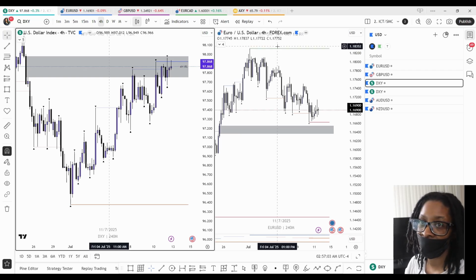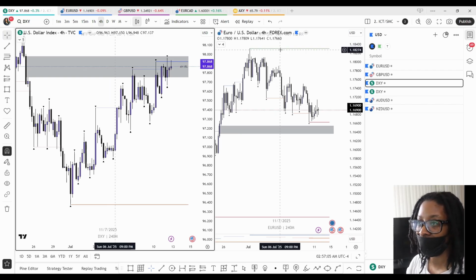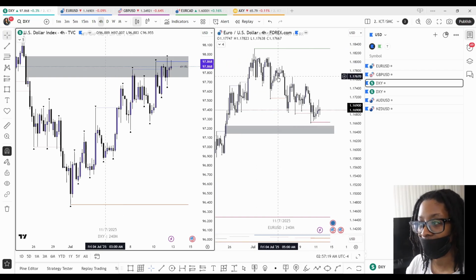Not necessarily GU, because GU is on its own little program. Not all pairs correlate at the same time all the time, so that's something to keep in mind. For those of you who just trade one pair, then that's it. That's why they correlate together sometimes, but not all the time.